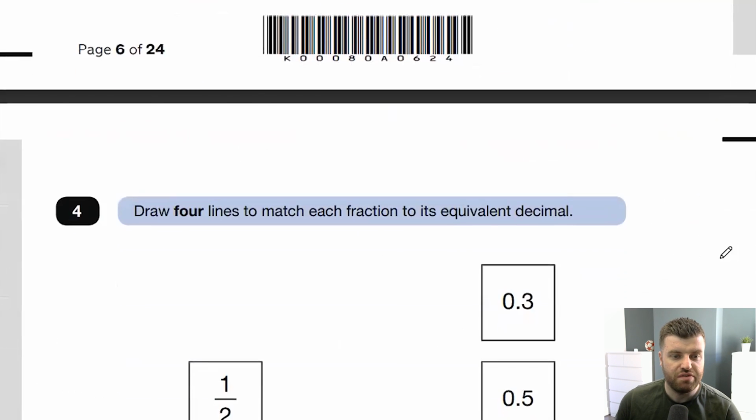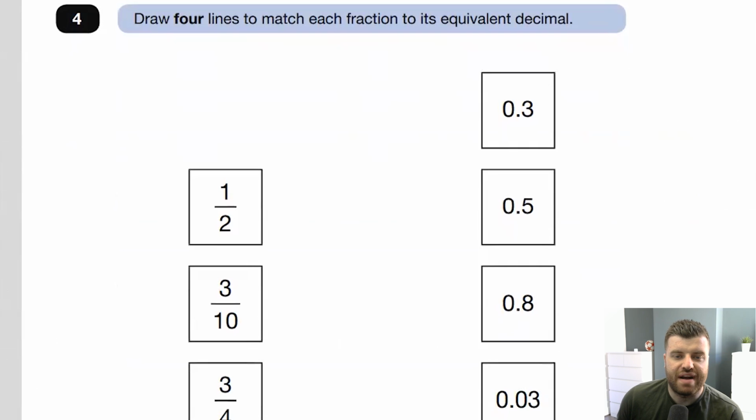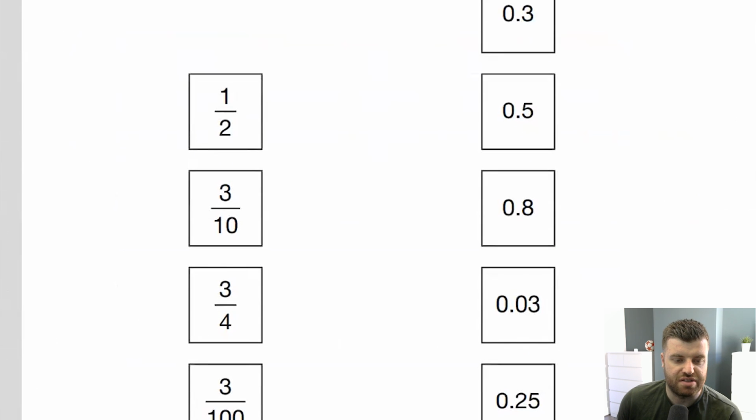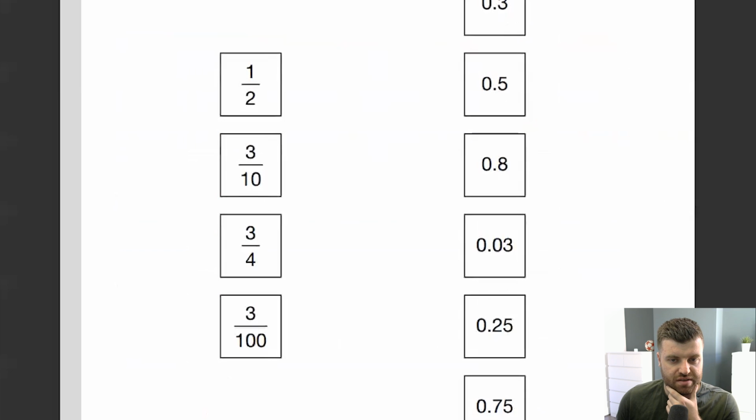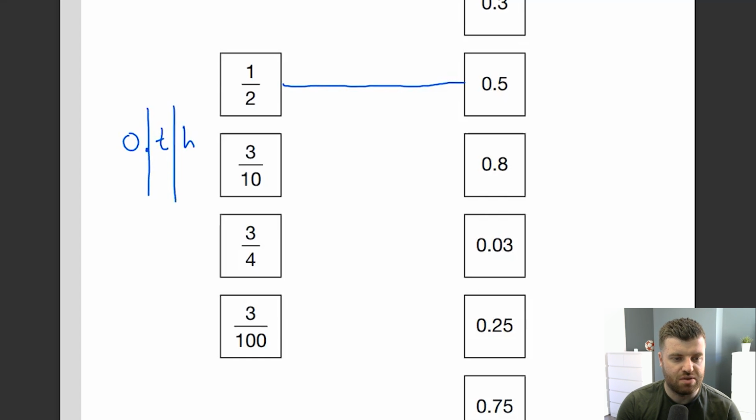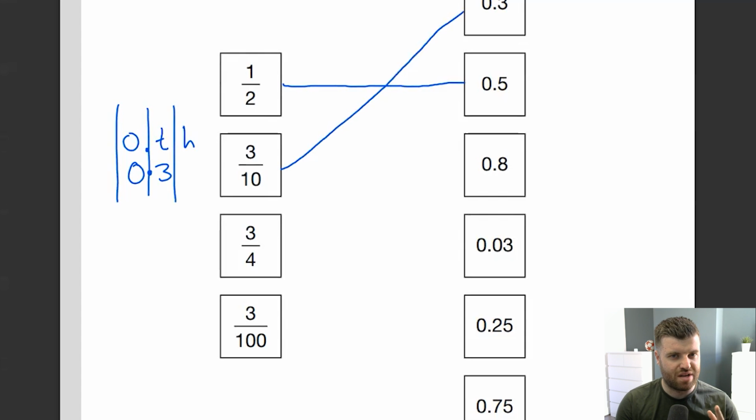Let's see question 4. Draw 4 lines to match each fraction to its equivalent decimal. Let's take a look at the fractions here. I'm going to zoom out for a second so we can fit this question in. There we go. 1/2, 3/10, 3/4, 3/100. Well, 1/2, we should all know these as a known fact at this point. 1/2 is the same as 0.5. So straight away, I'm going to match those up. 3/10, you just got to think, guys, of your ones, your tenths, and your hundredths in your place value, okay? In your place value table like that. 3/10 would go in here, so that's 0.3. We should know that tenths convert to decimals like that.